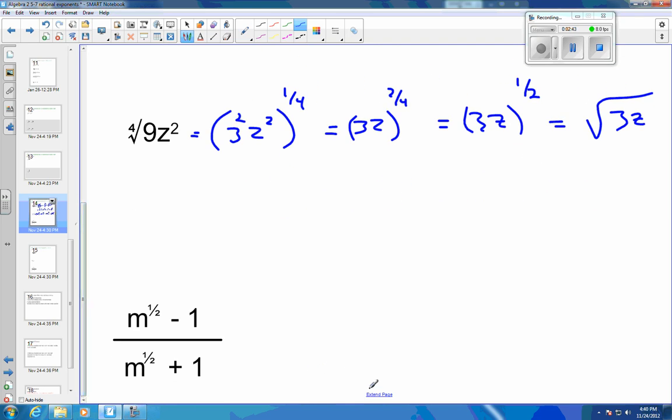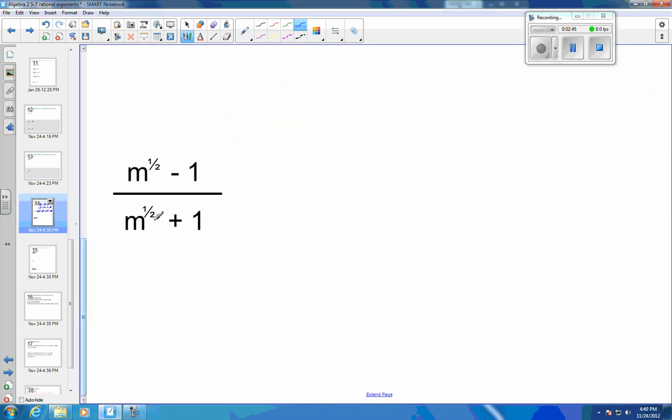And a last type of problem like this: I've got a fraction in the denominator, which is not allowed, fractional exponents in the denominator, so we've got to use our conjugate. Remember the conjugate from before? We're going to have to multiply this by m to the 1/2 minus 1, so that my middle terms drop out. Since I do that to the bottom, I've got to do the exact same to the top. It's the same number over the same number, which is multiplying by 1.